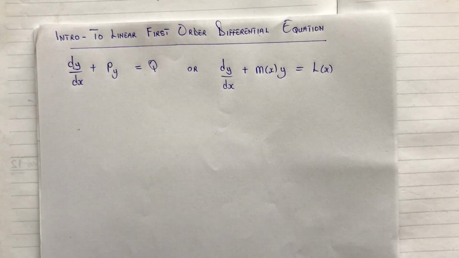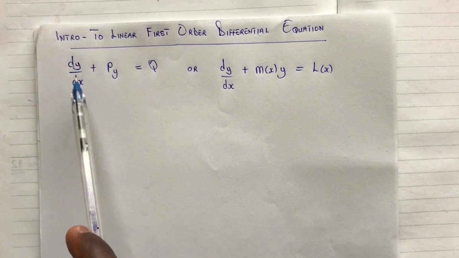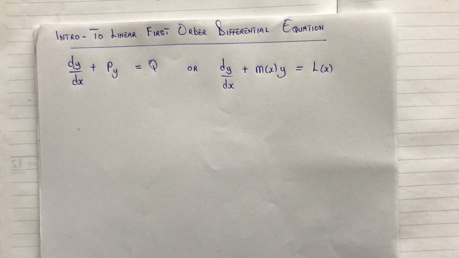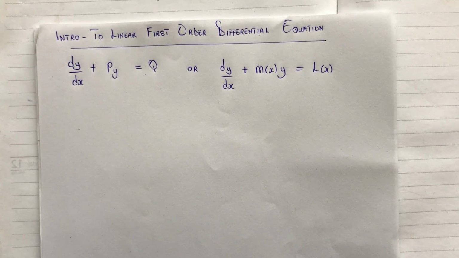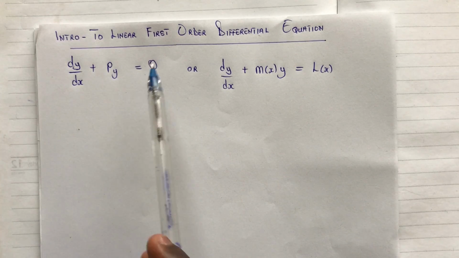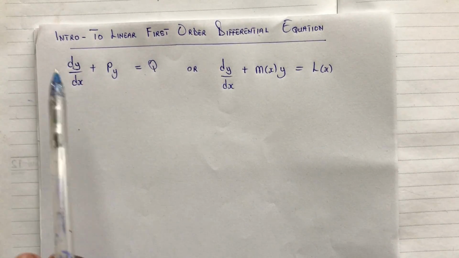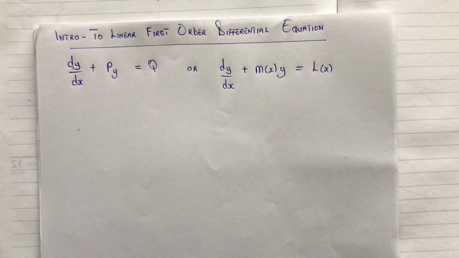And this is called a linear differential equation since the variable y and its differential dy/dx are of the first degree. So this is what we call a linear first order differential equation. But this equation, either this or this, can be solved by multiplying the whole equation through by what we call the integrating factor. Now I will talk about the integrating factor.